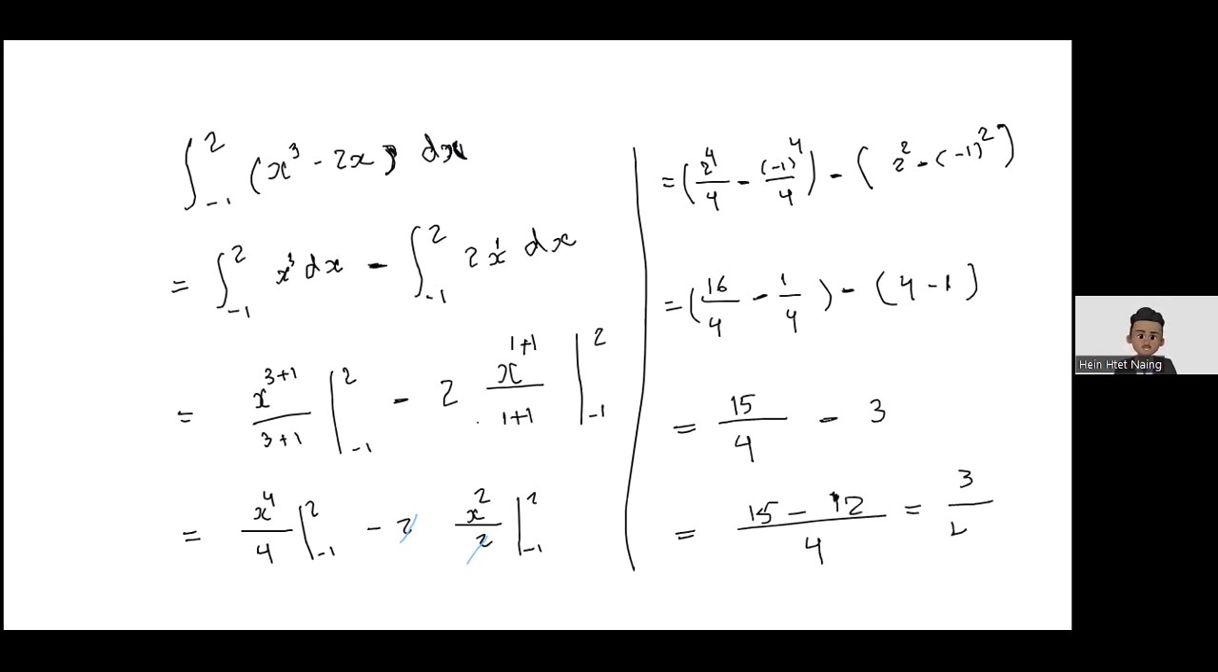So this is so simple. So don't forget, when you integrate h to the n, our solution will be h to the n plus 1 over n plus 1. It is just one formula. But if you know this formula, we can make a shortcut. So I will show you how we can make a shortcut. I will copy the question again. So our question is the integral from minus 1 to 2 of h cubed minus 2h dh, right?